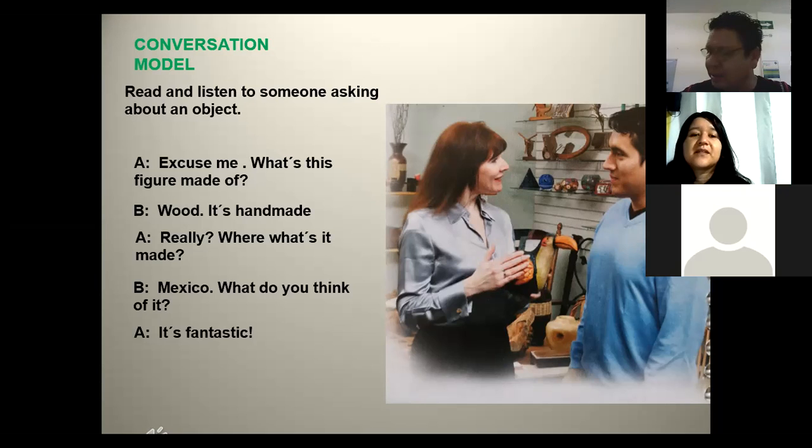Excuse me. What's this figure made of? Wood. It's handmade. Really? Where was it made? Mexico. What do you think of it? It's fantastic.